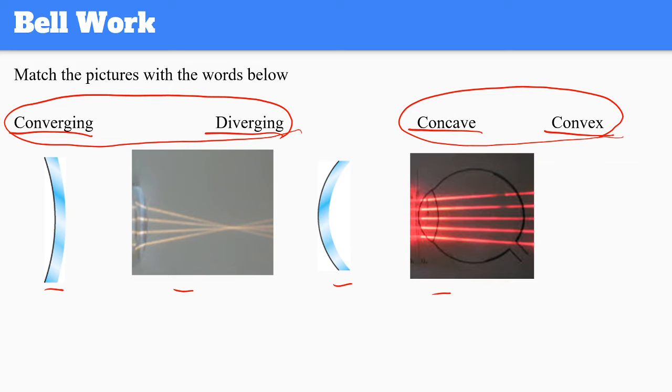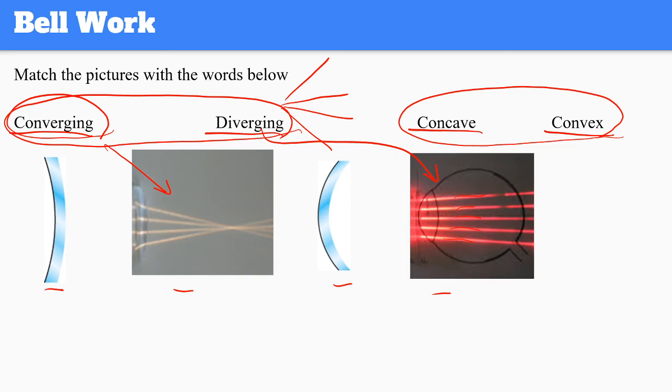Remember, diverging comes from diversity, so it's basically going to spread the light rays. That's what it does to the light rays. So diverging is going to match this last picture, because as you can see, the light rays are diverging. It's not too much, but it is. Then converging will be the opposite, putting the light rays together, so it's going to be the second picture.